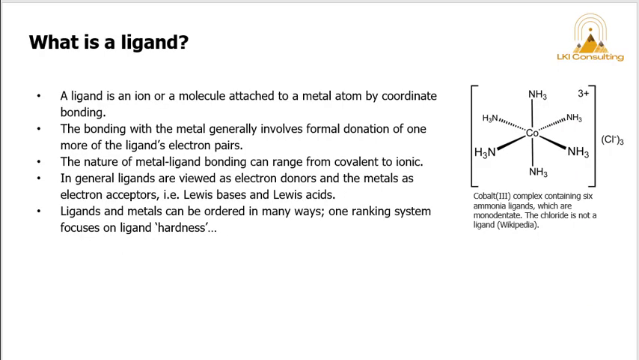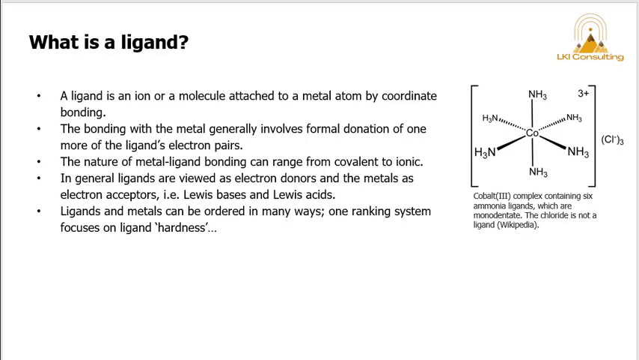So first, what's a ligand? A ligand is an ion or a molecule attached to a metal ion by coordinate bonding. The bonding with the metal generally involves formal donation of one or more of the ligand's electron pairs. And the nature of metal ligand bonding can range from covalent to ionic, so general things that we learned in chemistry back in the day. In general, ligands are viewed as electron donors and the metals are electron acceptors. So in other words, Lewis bases and Lewis acids.